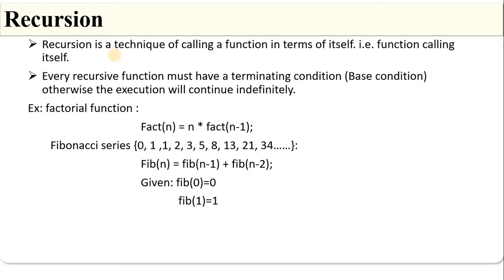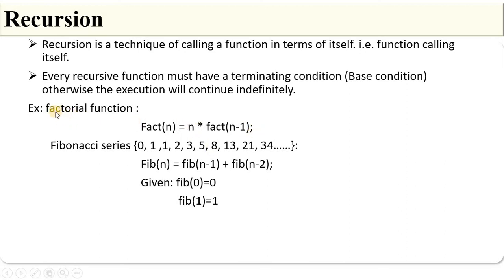Assume there is a function called f1, and inside the body of that function, it calls itself; it will once again call f1. Then there will be an indefinite loop. If f1 calls f1, once again f1 will call f1, and it will go on as an indefinite loop. But we need to stop it at some point. Thus, we need a terminating condition. If that condition happens, the recursion will stop.